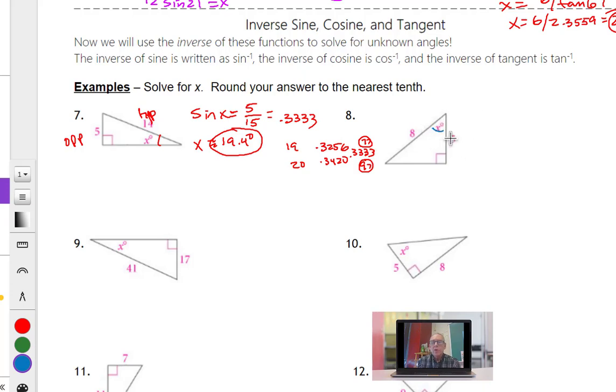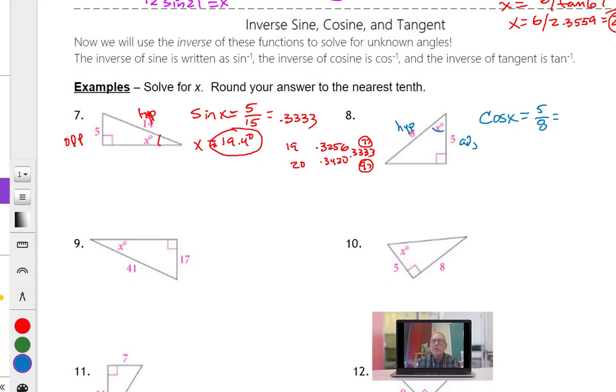So number 8, x is our reference angle. 8 is a hypotenuse. 5 is an adjacent. So we have adjacent with hypotenuse. It's going to be cosine. Cosine x is going to be the adjacent, which is 5, with hypotenuse, which is 8.